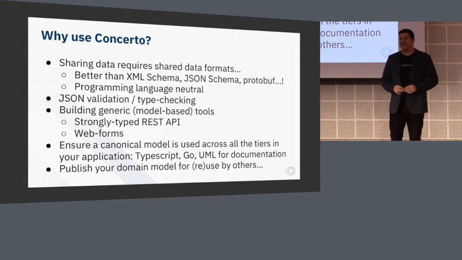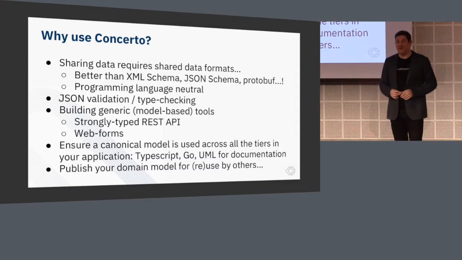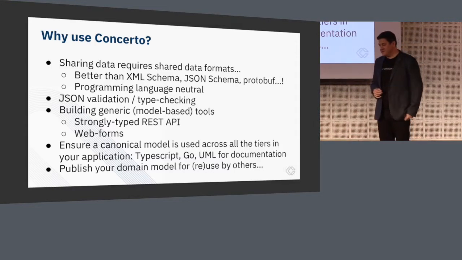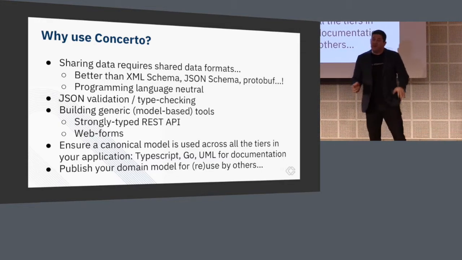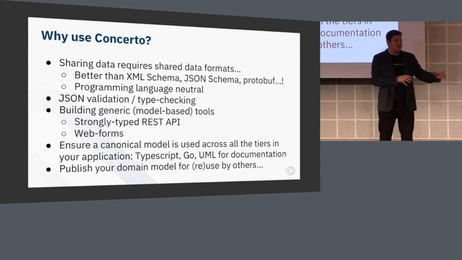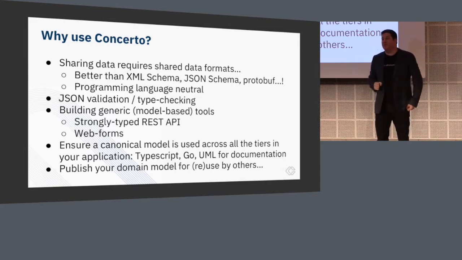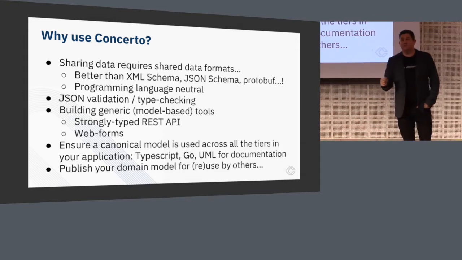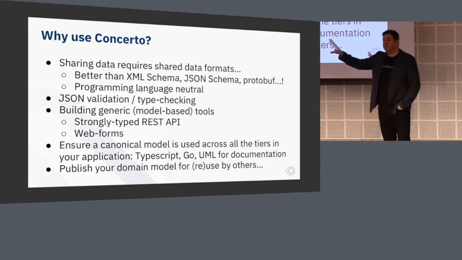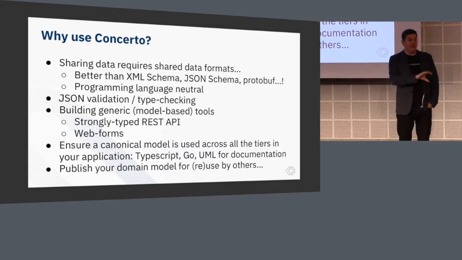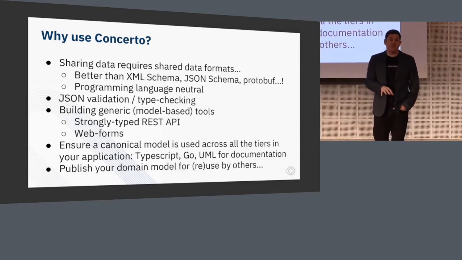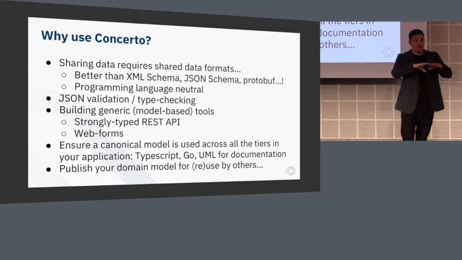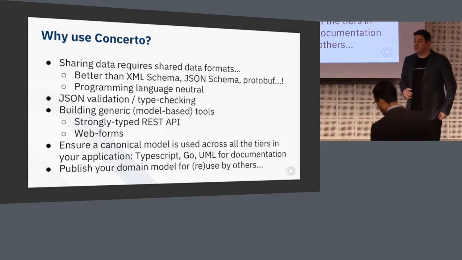And I won't get into the details of exactly why we believe that, but feel free to grab me afterwards. Importantly, it's programming language neutral, because we don't really know what languages people are using at the other ends of these pipes. In many cases, for blockchain projects, they're using multiple languages. They might be using Typescript on the front end. They might be writing Go code that's running in Fabric. They might be writing Java code that's running in Corda. But you all want to share a canonical data model.